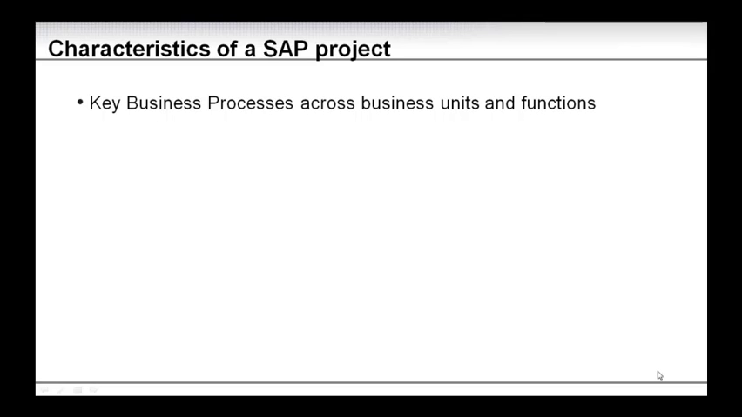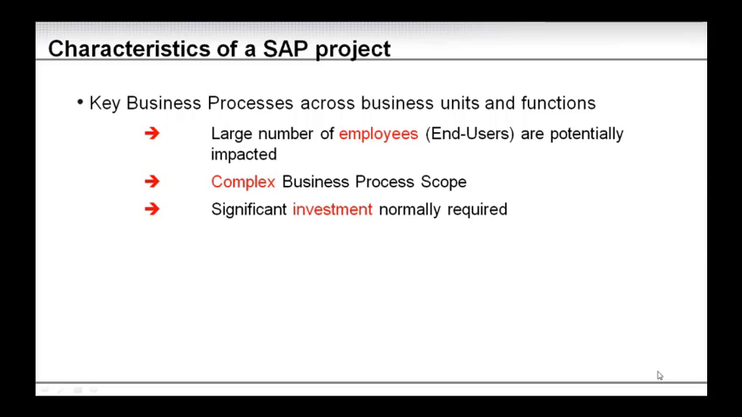So normally or typically the key business processes are across business units and functions. This meaning the business processes that are in scope of SAP and will be handled by SAP. The result of this is that a large number of employees or end users are potentially impacted, and you'll be facing a very complex business process scope, which will require a significant investment.